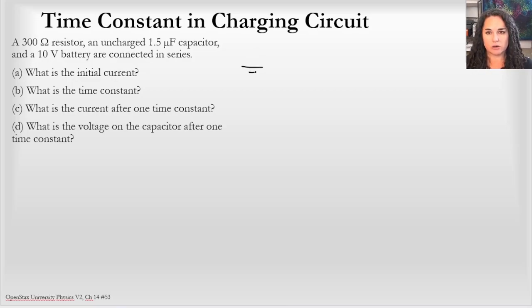I like to put my battery on the left, and then we're going to put a resistor in here, and then a capacitor, and then connect them all together. So there's a C, an R, and a V. This is my first drawing. I'm going to draw a few more. Remember what I said about the capacitor acting like different things at different times? I'm going to draw that as appropriate for this problem.